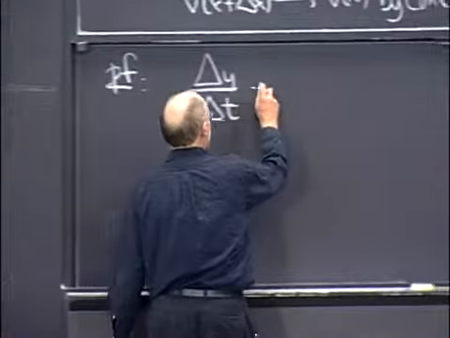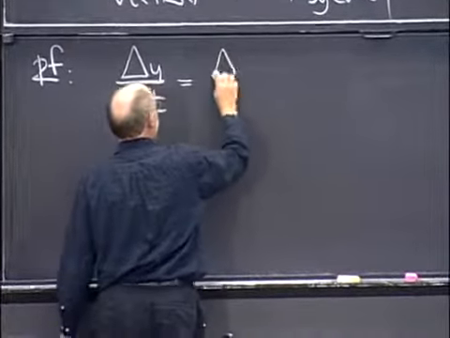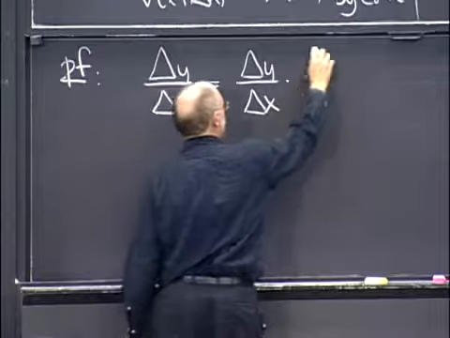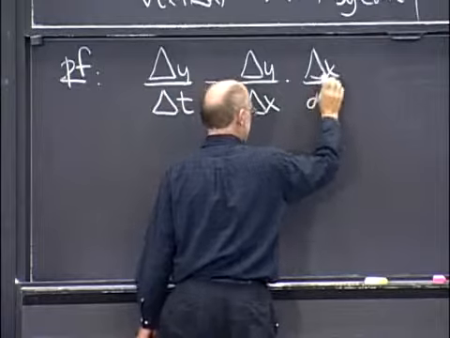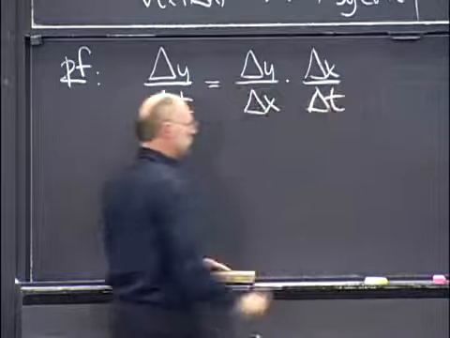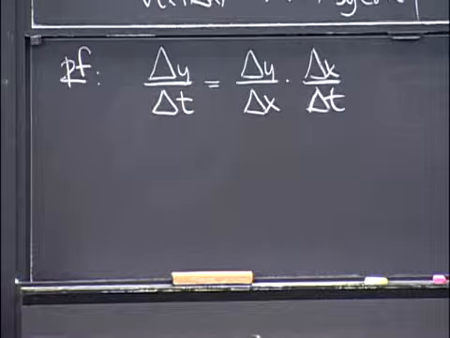Well, because of that intermediate variable, I can write this as delta y divided by delta x times delta x divided by delta t. It cancels, right? The delta x cancels. The change in that intermediate variable cancels out.